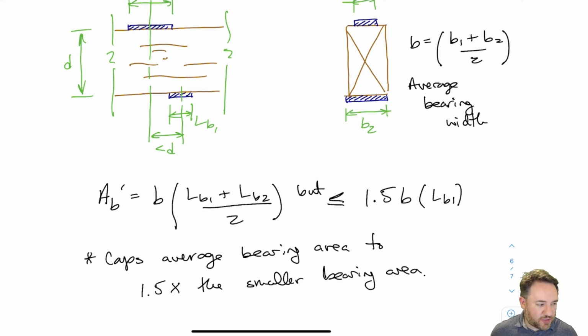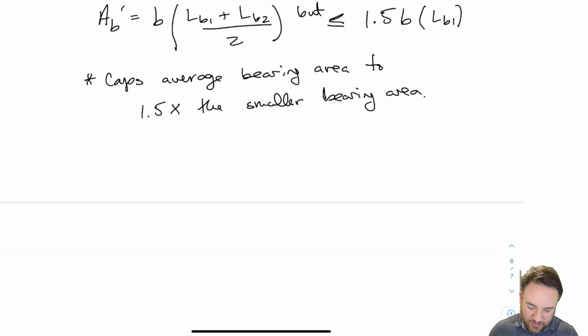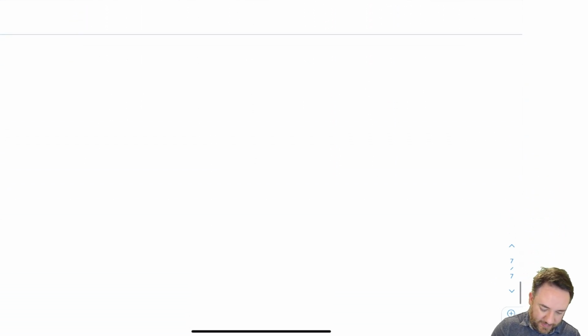So it caps the average bearing area to 1.5 times the smaller bearing area, approximately 1.5 times the average width times the smaller bearing length. Okay, so that's all that you really need to know about calculating bearing area. Next, we're going to talk about length of bearing factor, and this one is particularly interesting.